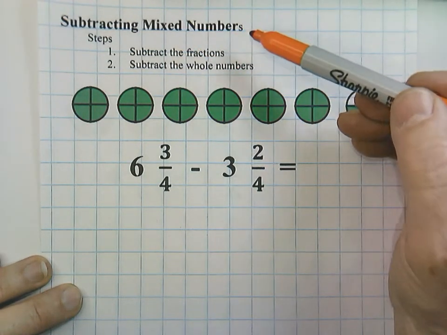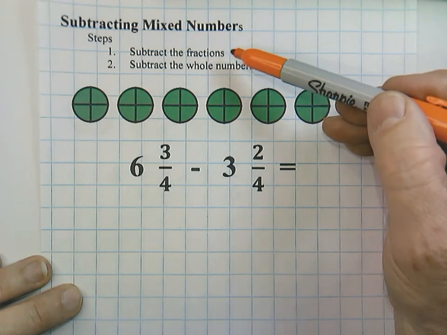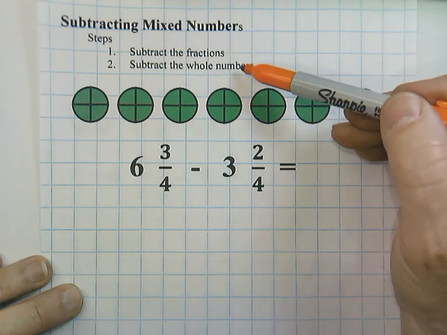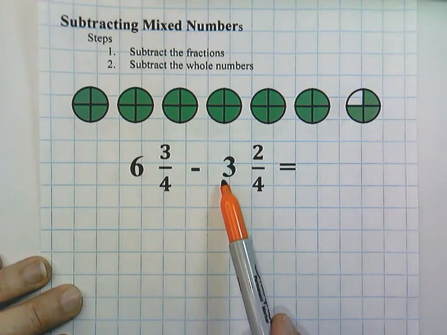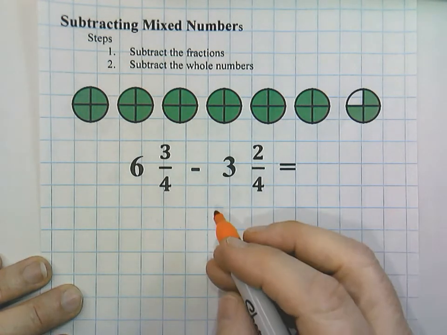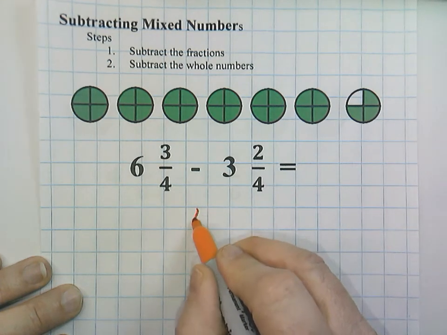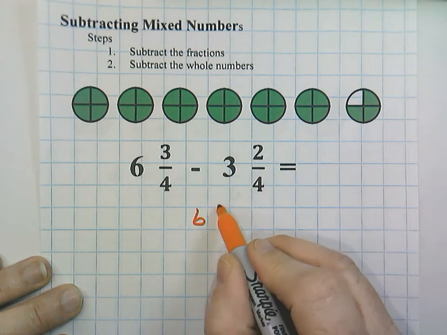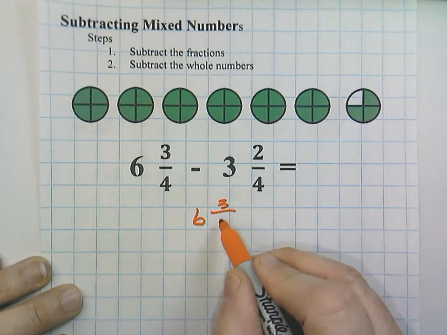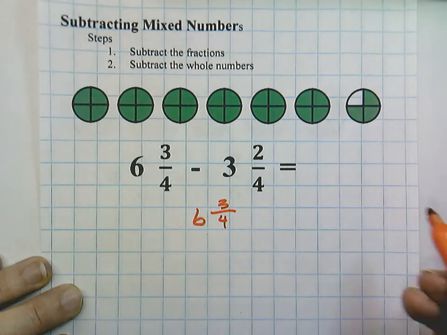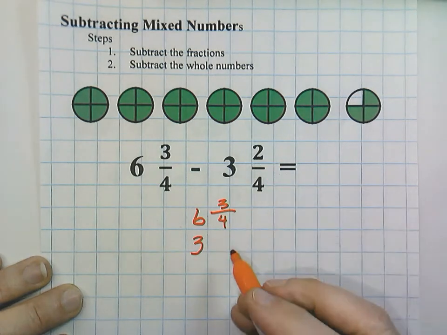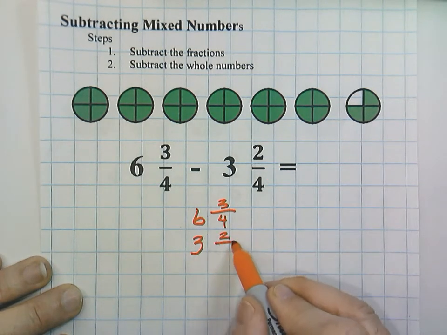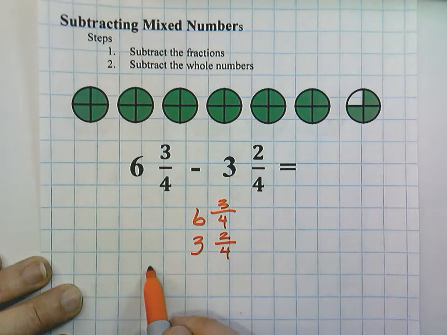So to subtract mixed numbers, our steps are to subtract the fractions first, and then subtract our whole numbers. 6 and 3/4 minus 3 and 2/4. I'm going to rewrite 6 and 3/4 minus 3 and 2/4.